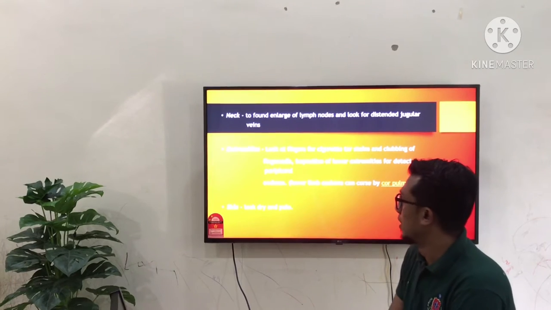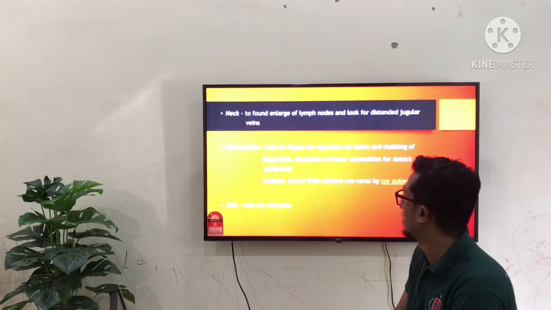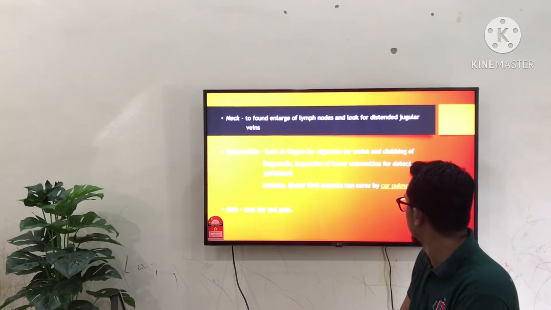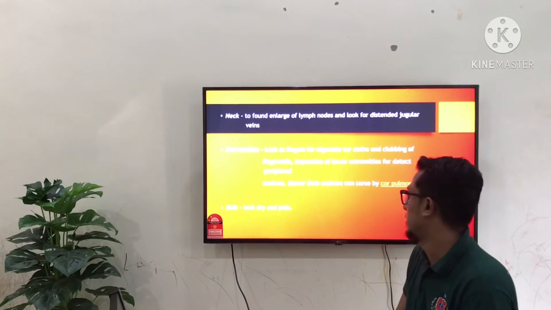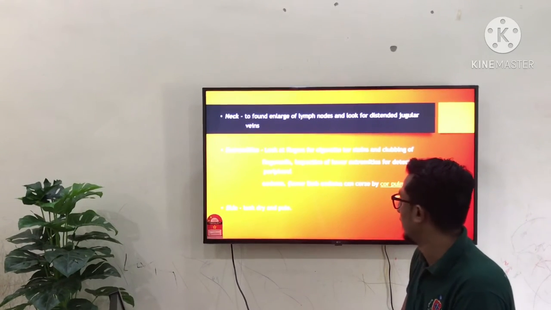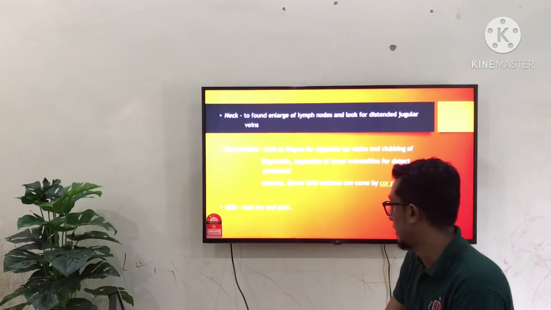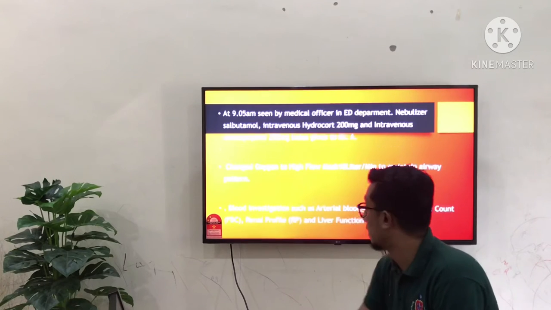Okay, dia punya neck. To find enlarged lymph nodes and look for distended jugular veins. Extremities: look at fingers for cigarette tar stains and clubbing of fingernails. Inspection of lower extremities to detect peripheral edema. Lower limb edema can be caused by pulmonary problems. Skin looks dry and pale.